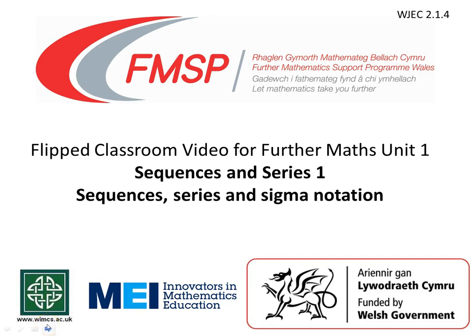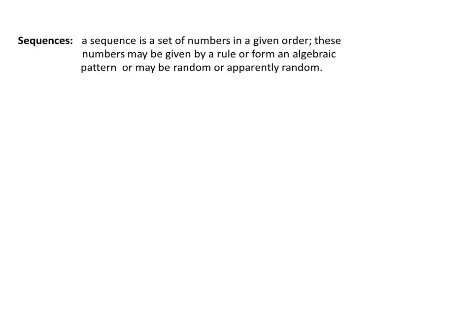In this short video we are going to look at the language of sequences and series and also some of the simple properties of sigma notation. A sequence then is simply a set of numbers in a given order, and these numbers may be given by a rule or form an algebraic pattern or may be random or apparently random.